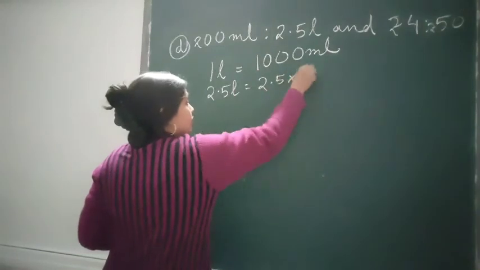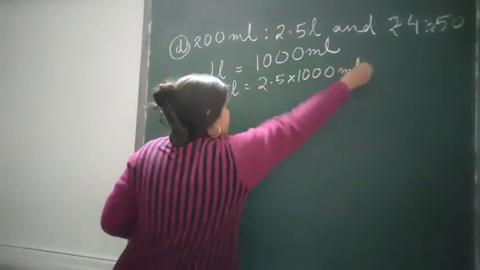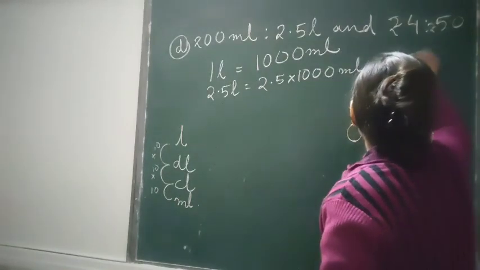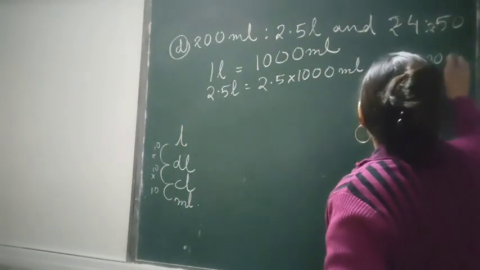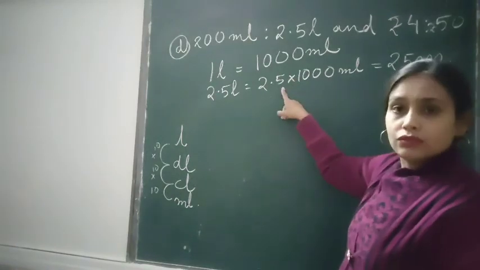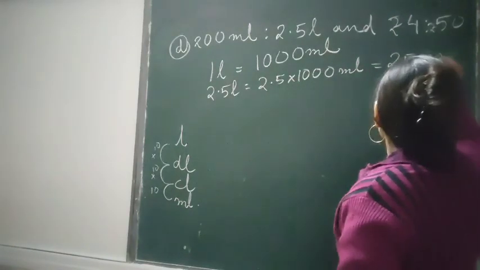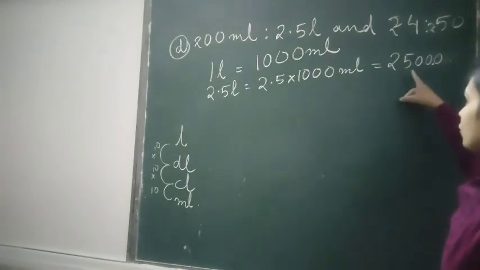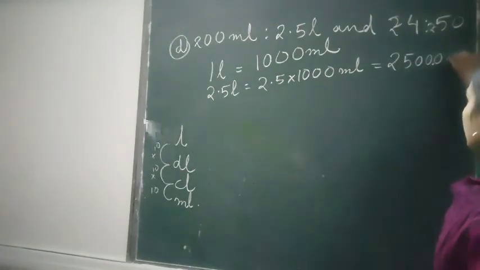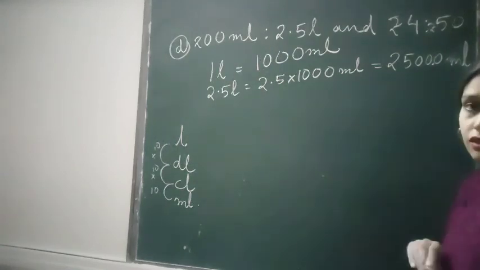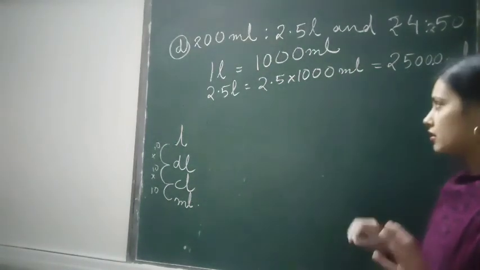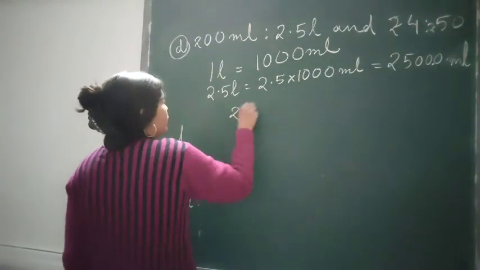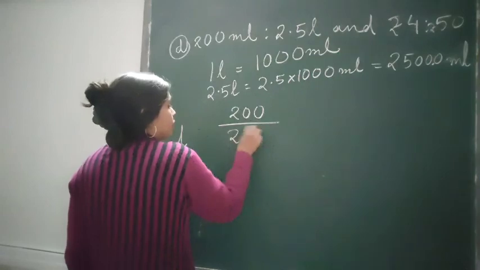So 2.5 liters will be 2.5 into 1000 milliliters, which is equal to 25 into 1000 gives us 25,000. One decimal place, children. So one decimal place here also. So the answer is what? 2500 milliliters or 2500.0 milliliters. Any of the two you can take. So now we compare the two fractions. So this is 200 and this is 2500.